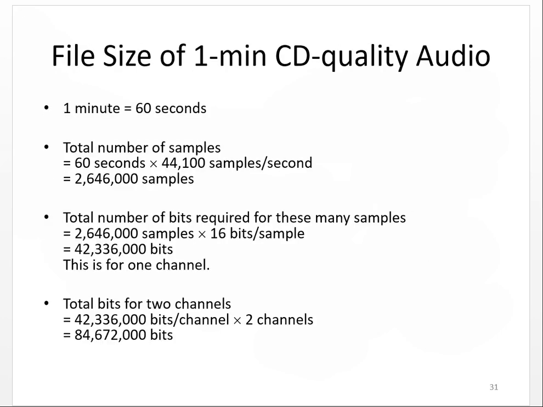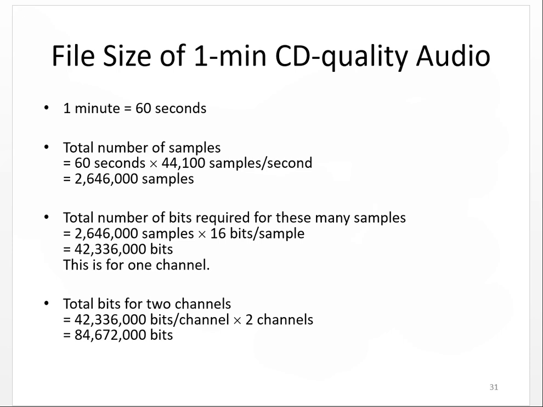Okay, so now coming to the 1 minute, which is equal to 60 seconds. Our sampling rate was 44,100 samples per second, so it will be multiplied by 60 seconds, because in 1 minute we have 60 seconds. Multiplying by 60, it will be 2,646,000 samples. Seconds cancel out with seconds and we get samples. So this is simple.